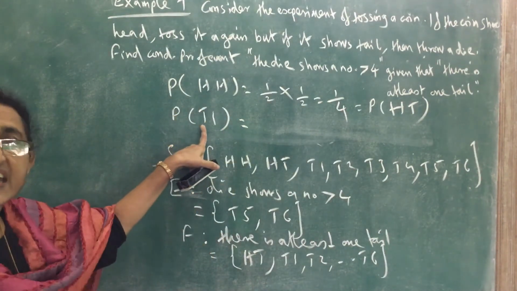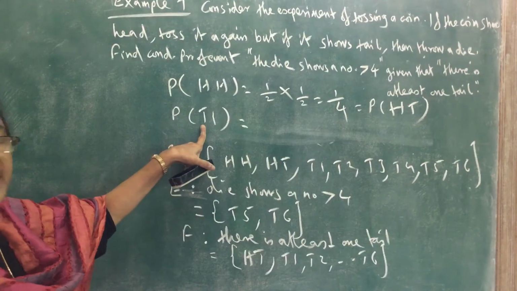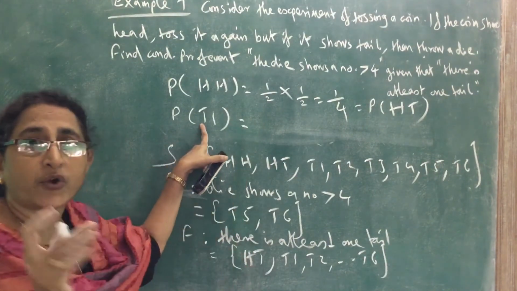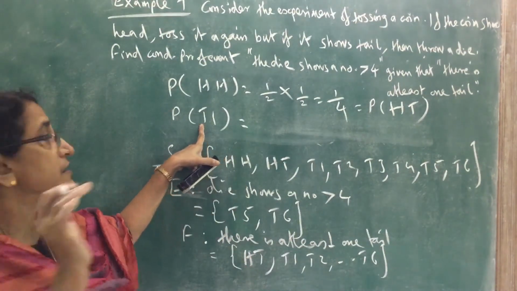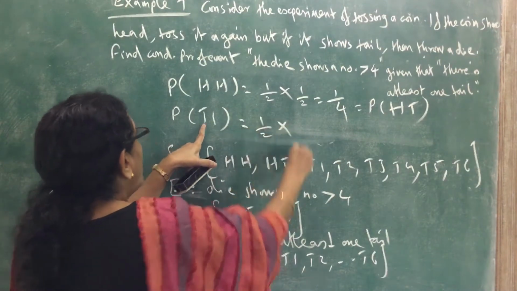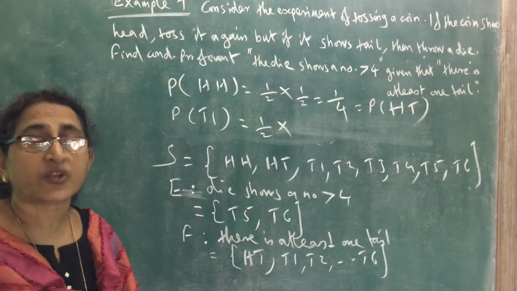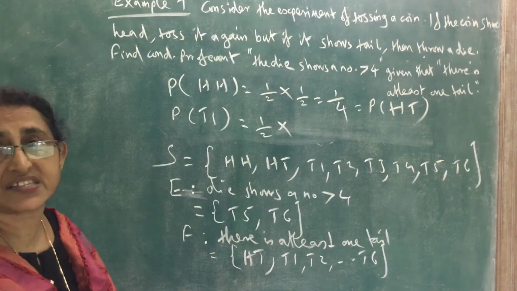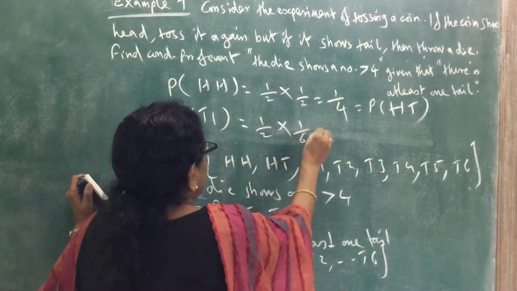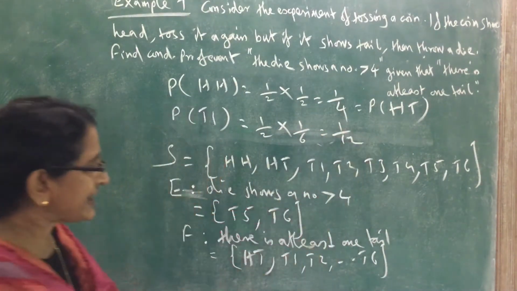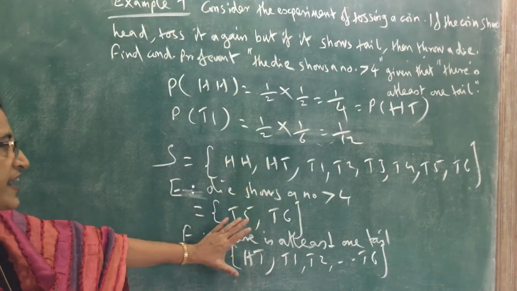Probability of getting tail in the first toss of a coin, that is 1 by 2. Head or tail, only two possible outcomes. So 1 by 2. But what is the probability of getting 1 in the throwing of a die? That is 1 by 6. So 1 by 2 into 1 by 6, that is equal to 1 by 12. Like that, this question has that specialty.